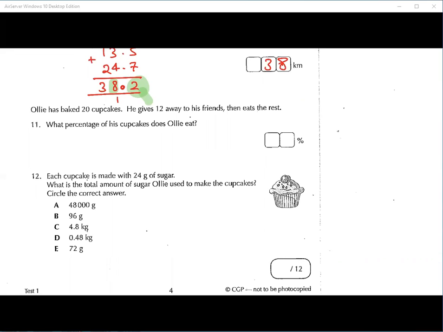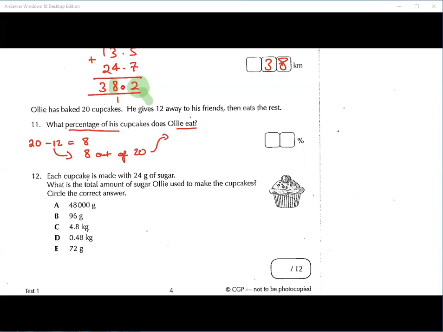Okay, number 11 as well, please, Sarah. Ollie has baked 20 cupcakes. He gives 12 away to his friends and then eats the rest. What percentage of his cupcakes does Ollie eat? So how many cupcakes did he eat anyway? He ate 8 cupcakes. And so what percentage did he eat? So it's 8 out of how many? 20. So how do you write that as a percentage?